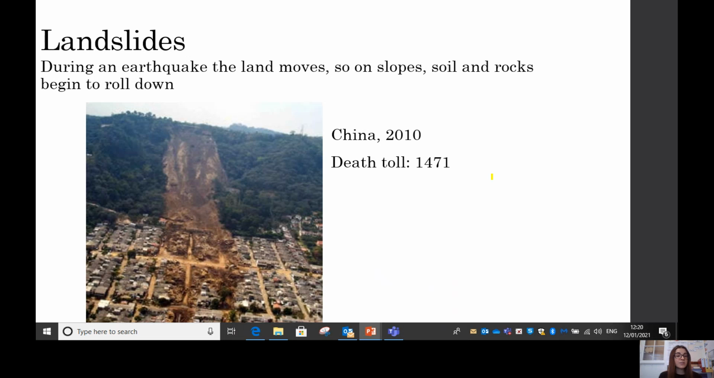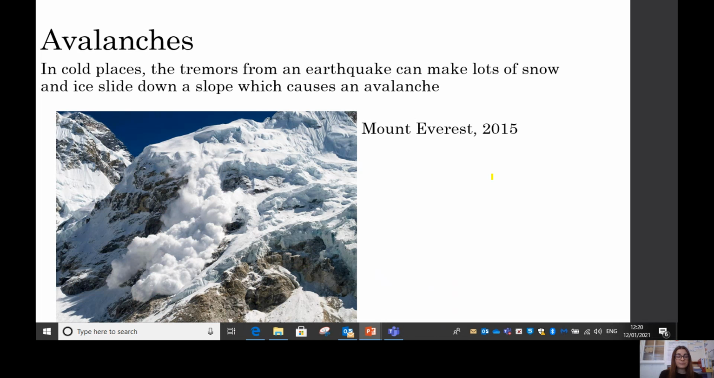And as you can see, it's not necessarily the shaking of the ground which kills people. It's the after effects, like this on this slope. We can see that lots of soil and rocks began to roll down, and that will have damaged houses and properties or maybe hit people. So landslides are the second effect of earthquakes.